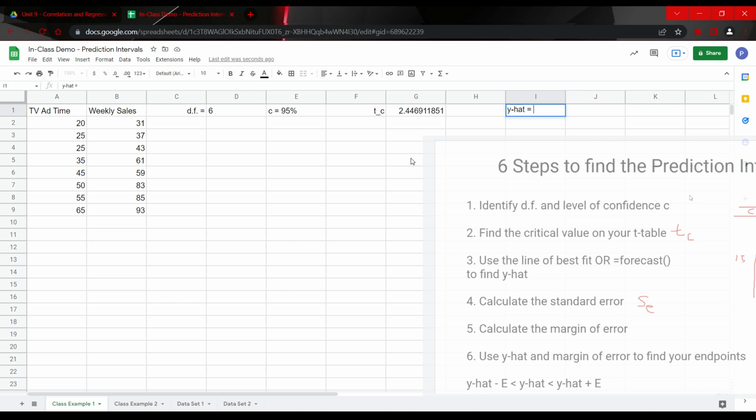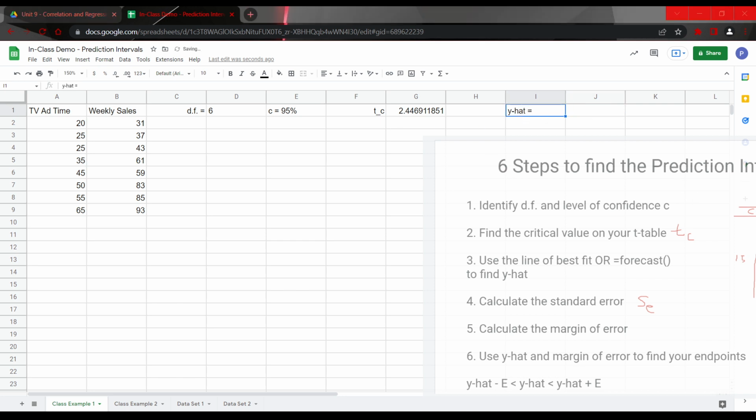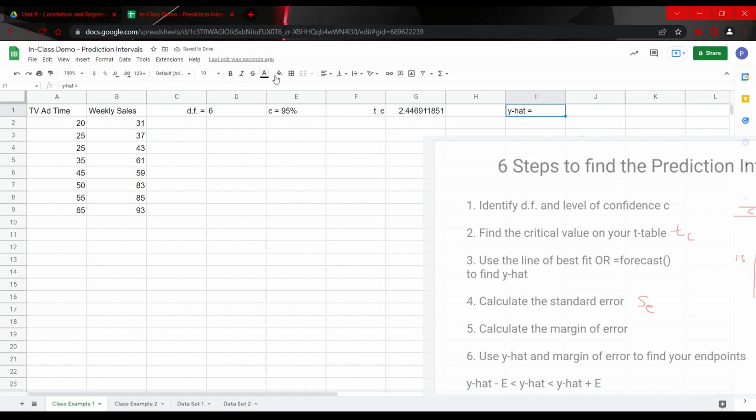Y hat is equal to, just make sure you guys can still see that. Yep. My y hat is equal to, I'm just going to use forecast. I'm trying to find when x is equal to 26 minutes. So x is 26. My data y is b, my data x is a, and so my y hat is 41.8. That is my current prediction.